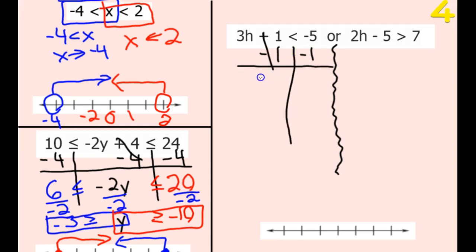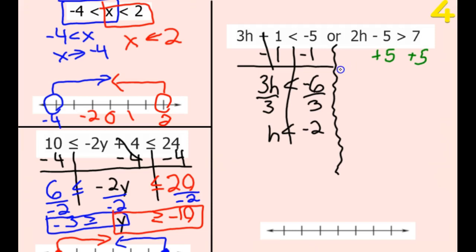So those cancel out. We're left with 3h is less than negative 5 minus 1, which is negative 6. Divide by 3 to get h by itself. So we get h is less than negative 2. Over here, we need to get rid of the 5 first. So we need to add 5, which is the opposite of minus. So add 5 to both sides.